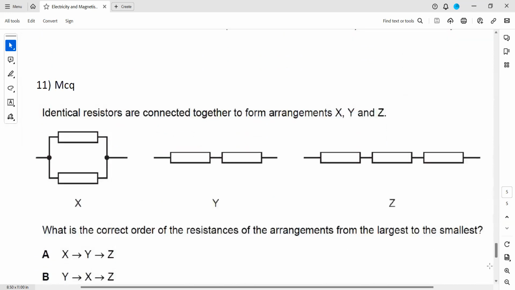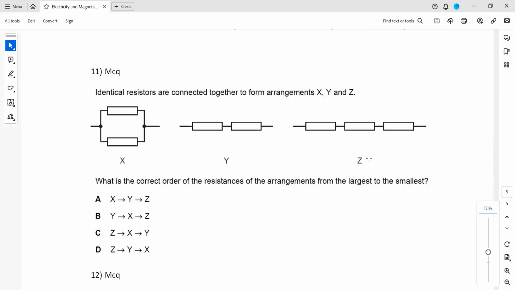Question 11. Identical resistors are connected together. What is the correct order? Look, if they say identical, you can take any value. The value is not given, but for your understanding, you can take a value, say 2 and 2. All are 2. As I mentioned, they are identical, meaning they are the same.